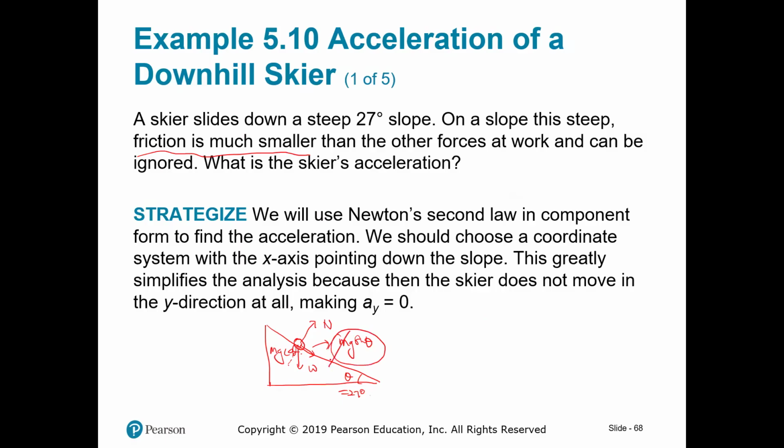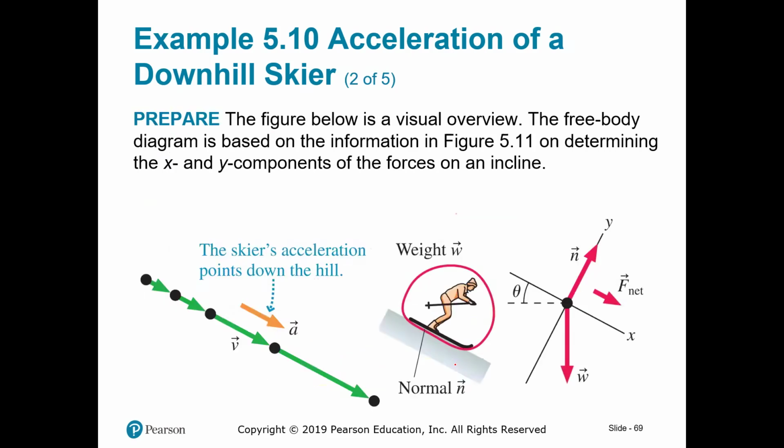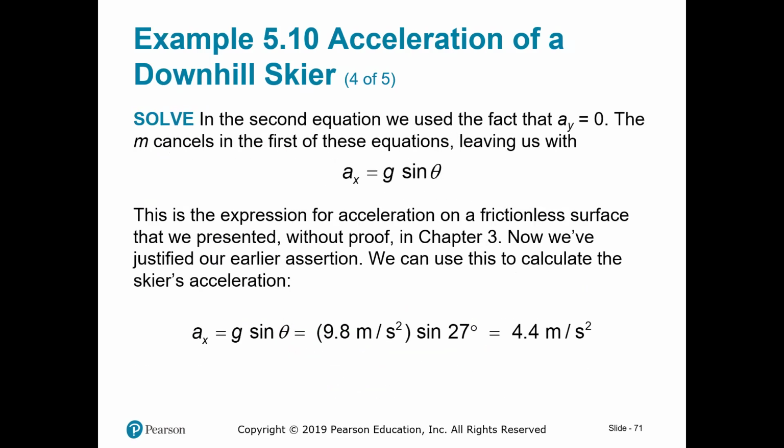So mg sine theta will be your net force, which gives the acceleration of the skier, right? So the answer: your acceleration will be g sine theta, and g is 9.8, the angle is 27 degrees. So you have approximately 4.4 meters per second squared.